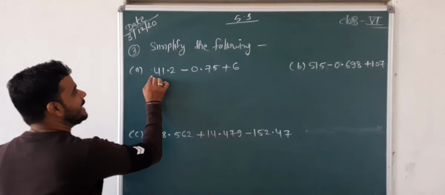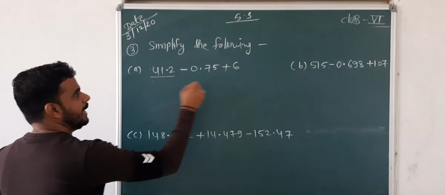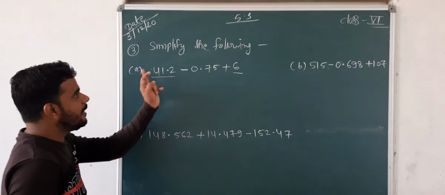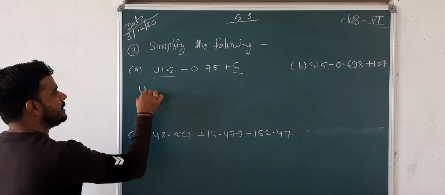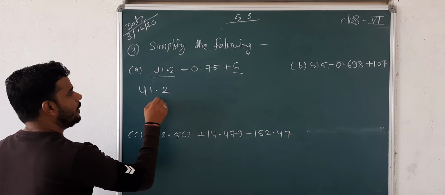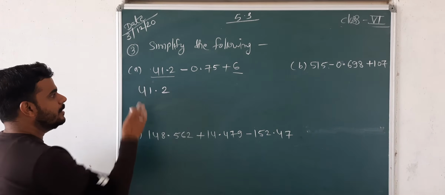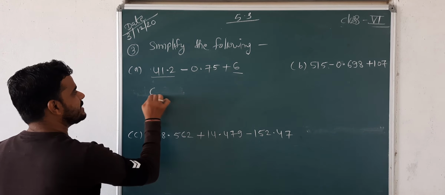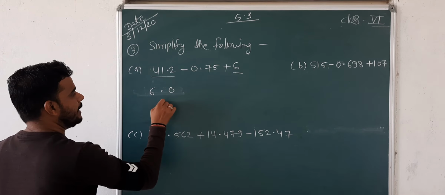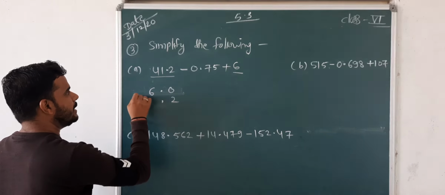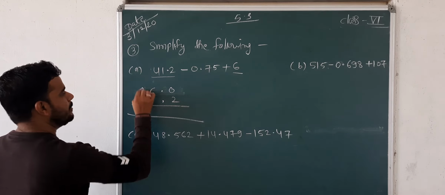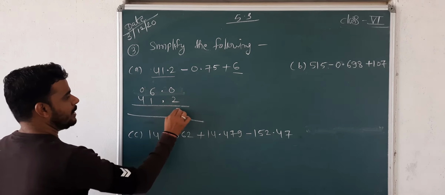So just see 41.2 is positive, right? And 6 is also positive. Then first you have to add both of these. It means 41.2 and 6, point is not here. So do one thing, first you write 6.0. And in front of point, then 2, 1 and 4. Then add both of these. And 0 plus 2, then 2. 6 plus 1, then 7 and 47.42.